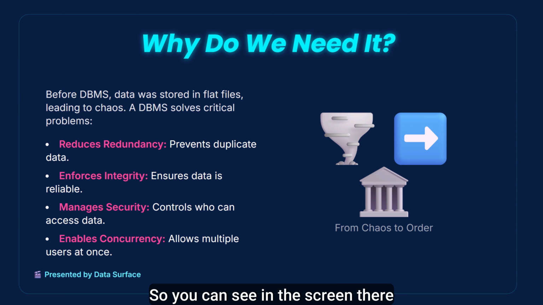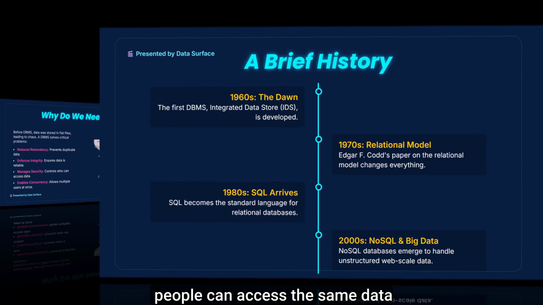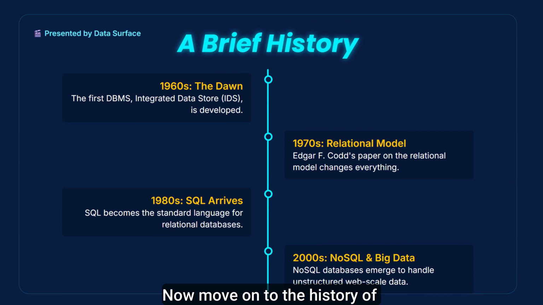So you can see on the screen, there are 4 key features. Reduces redundancy, which means preventing duplicate data. Enforces integrity, which ensures data is reliable. Manages security, which safeguards your data so only authorized persons can access it. And enables concurrency, which means multiple people can access the same data at a time. Now let's move on to the history of DBMS.